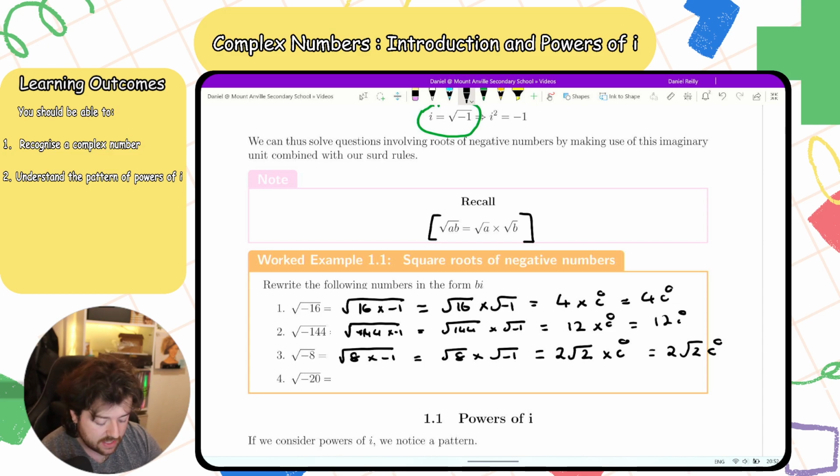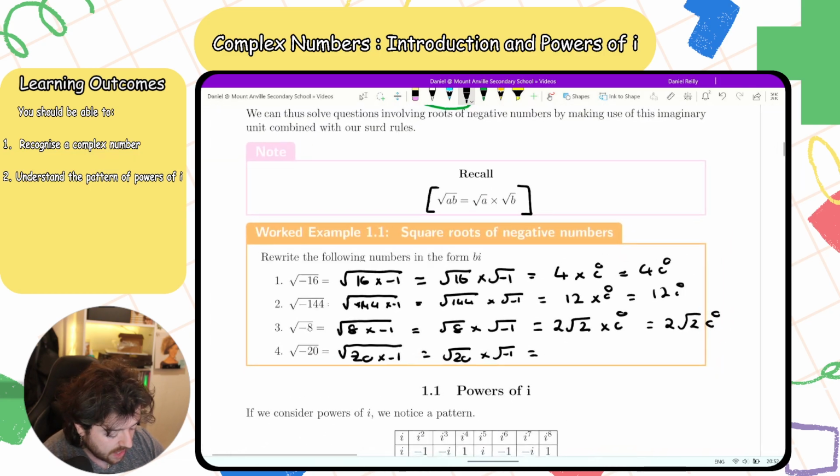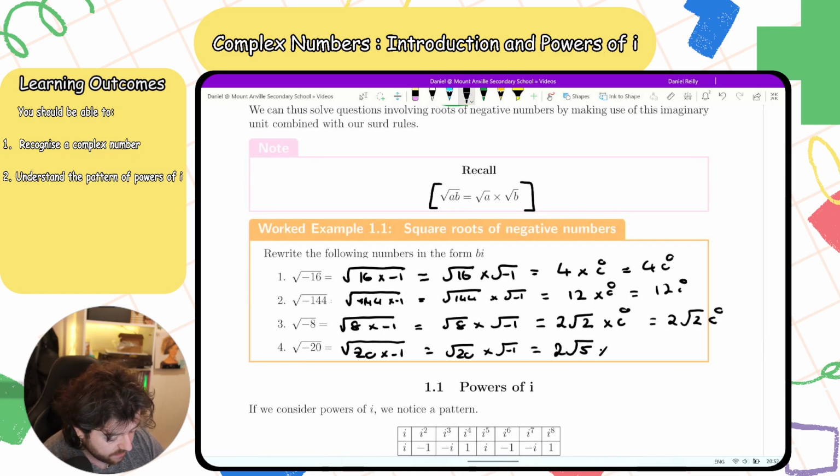Finally, root minus 20, that's the same as root of 20 times minus 1, which equals root 20 times root minus 1, which is equal to, put root 20 into your calculator, you are going to get 2 root 5 multiplied by i, because remember root minus 1 is i, which is equal to 2 root 5i, right? And that's all we need to know for this. So we just need to know how to convert a root of a negative number into a number with an i in it.